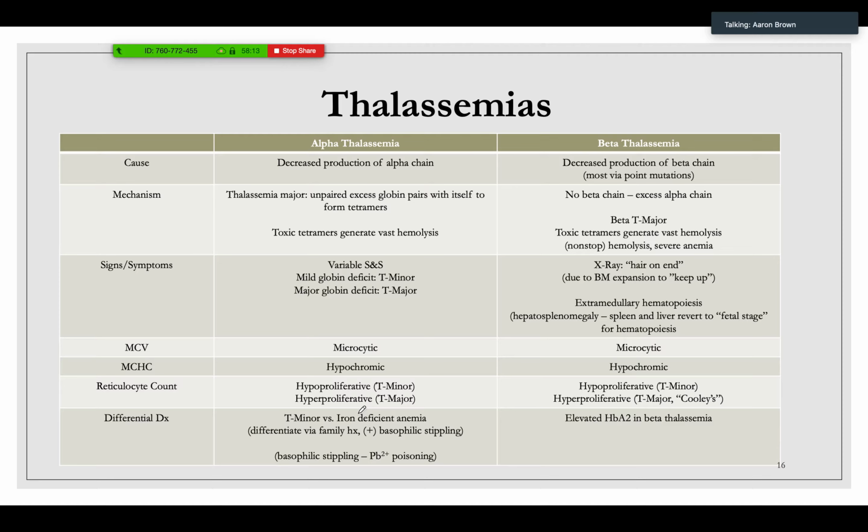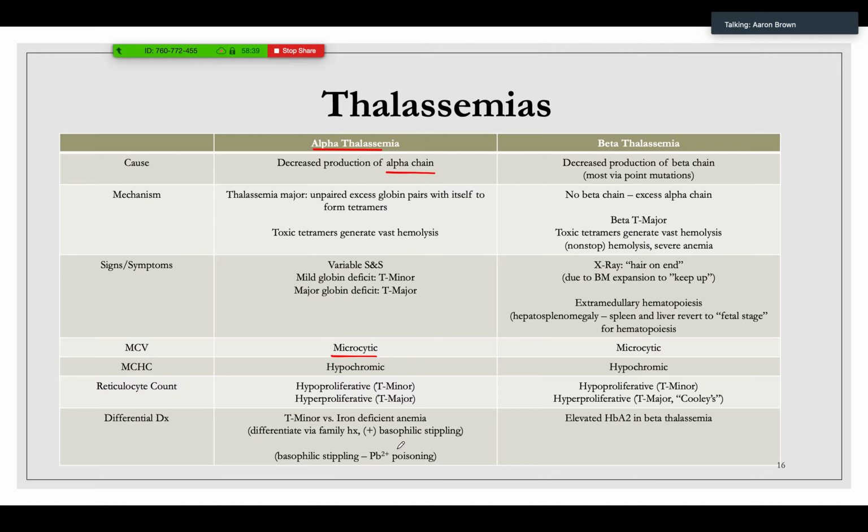Okay, great. So for our thalassemias, just kind of comparing them between the 2, alpha is decreased production of alpha chains. There's going to be 4 types, right? We have asymptomatic all the way through death in utero. Variable signs and symptoms. It's a microcytic type anemia. It can be hypoproliferative, and you definitely want to be able to tell the difference between iron deficiency anemia.